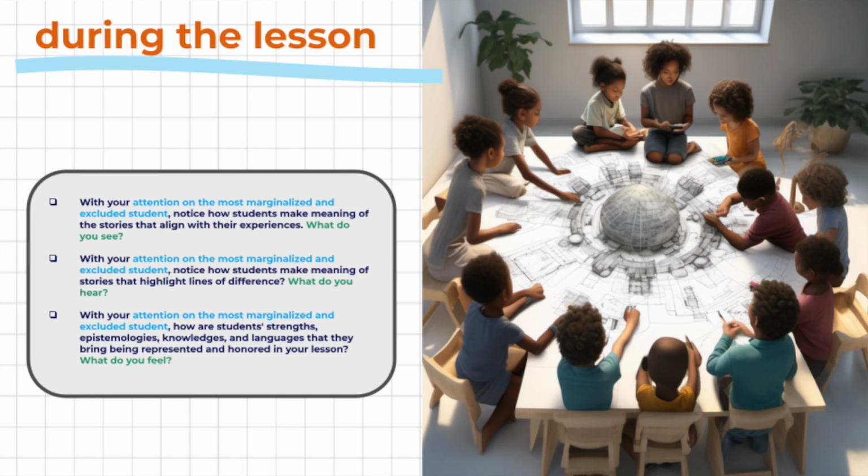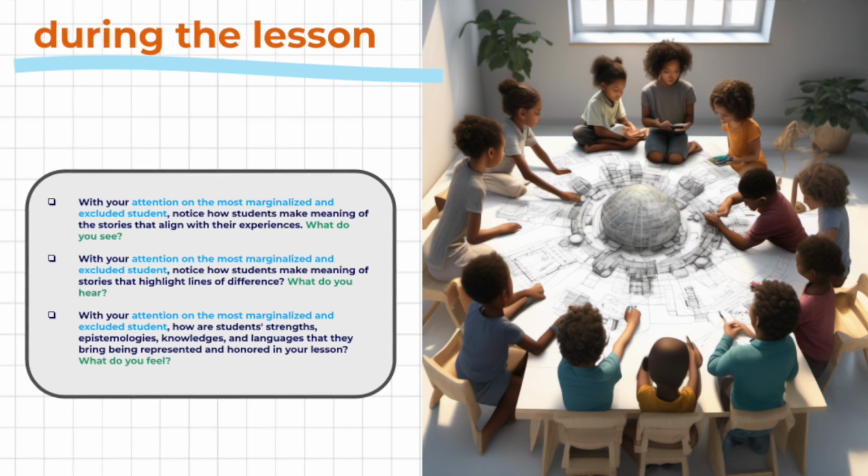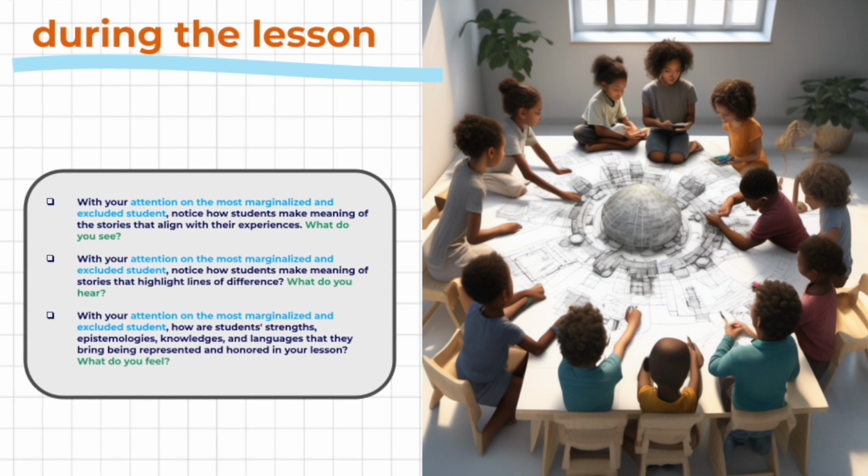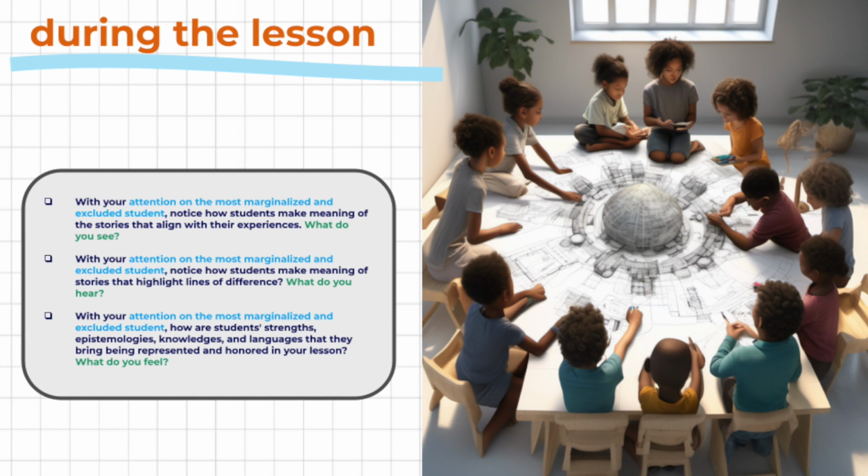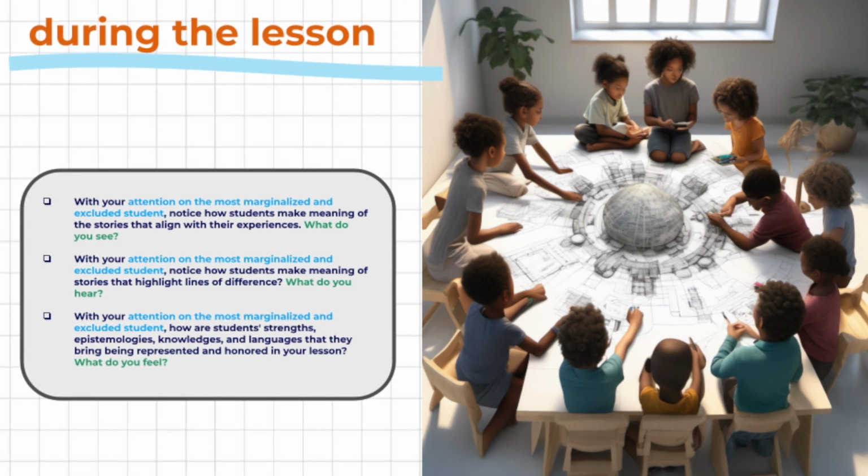So during the lesson, here are some questions to think about as you're going along. With your attention on the most marginalized and excluded student, notice how students make meaning of the stories that align with their experience. What do you see? What reactions are you seeing with students?